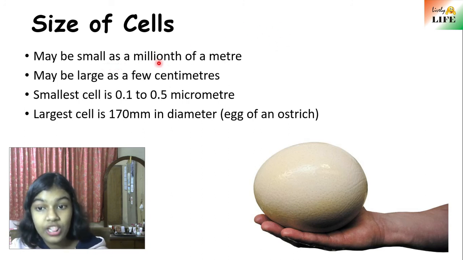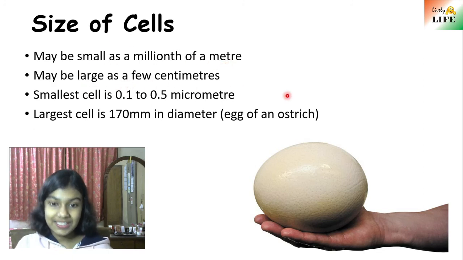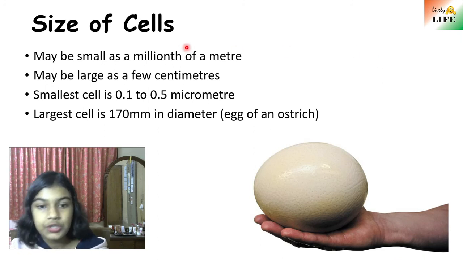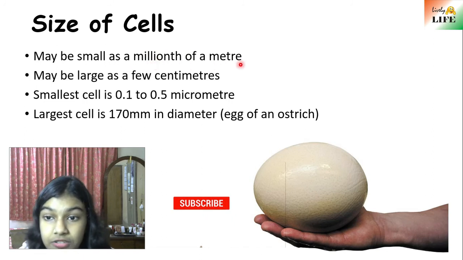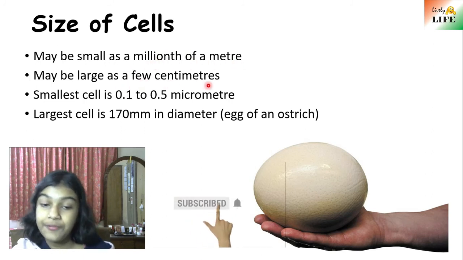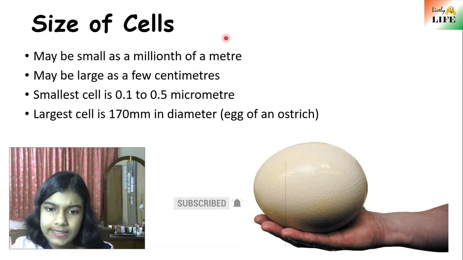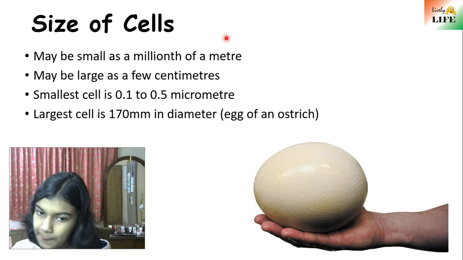They may be as small as a millionth of a meter, but they may be as large as a few centimeters. See how cells vary in size too. So they are quite different, right? And these small cells, we have to see them through the microscope, as we cannot see them otherwise. So we see them through the device known as microscope.